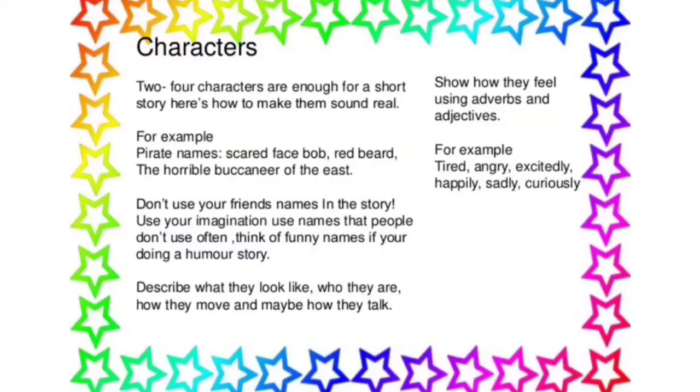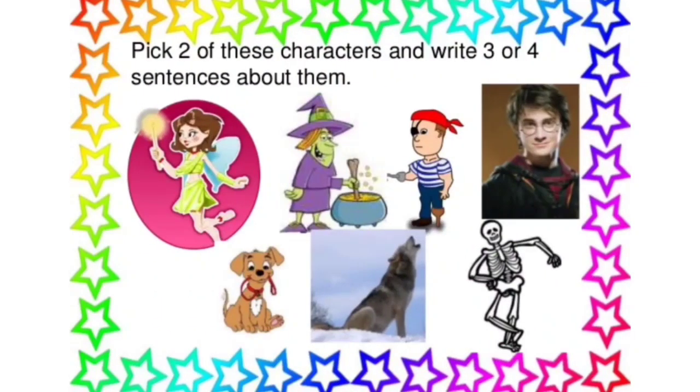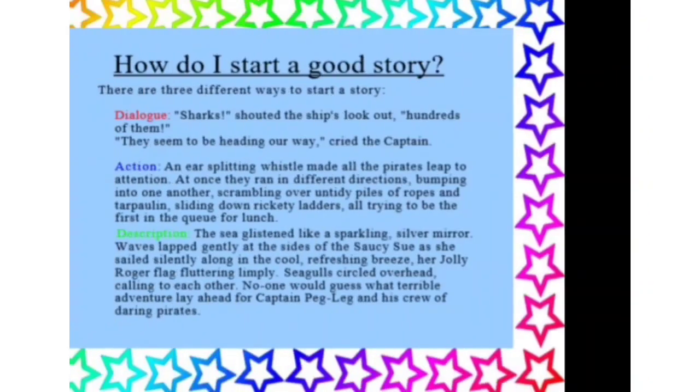Describe what they look like, who they are, how they move, and maybe how they talk. Show how they feel using adverbs and adjectives, for example, tired, angry, excitedly, happily, sadly, curiously. Now pick out two characters and write three or four sentences about them.